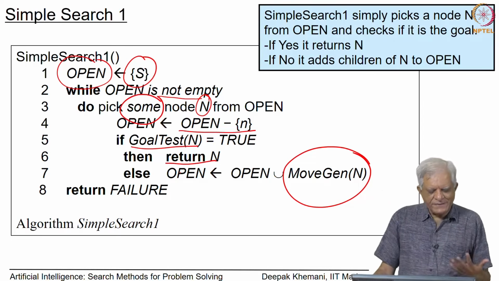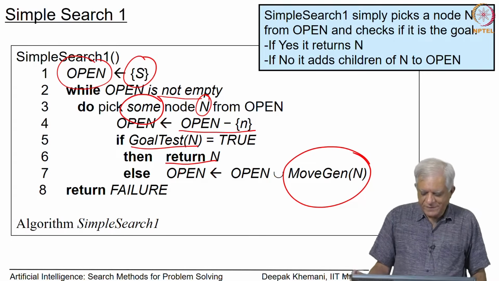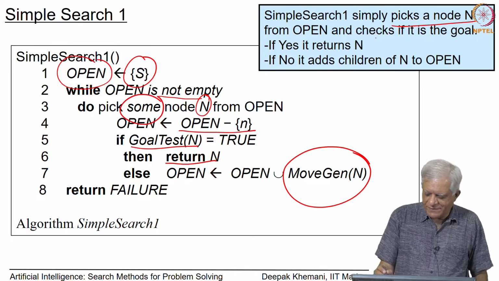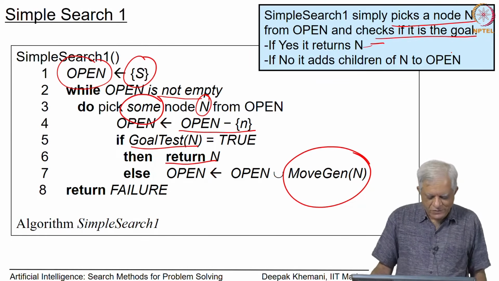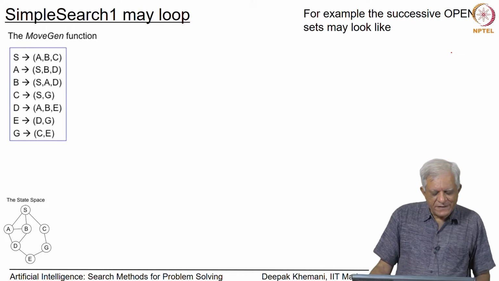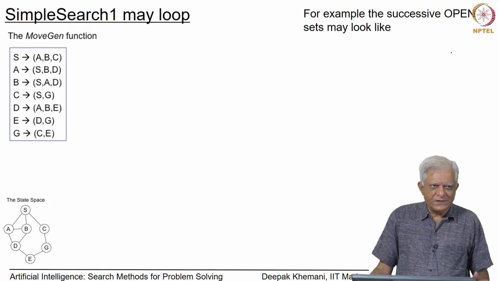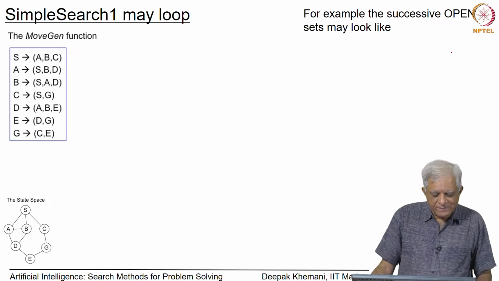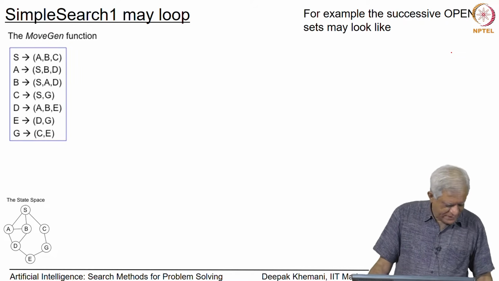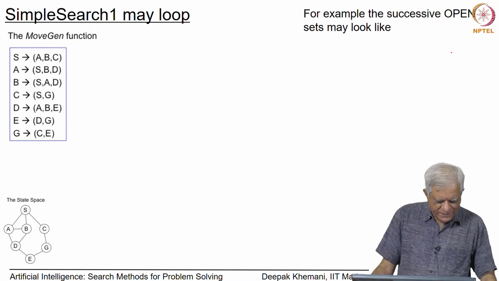So, as you can see, this basically illustrates the generate and test procedure. Pick some node n from open, check if it is goal, if yes return n, if no add more nodes to open. So, let us see how this may happen, and the problem with our very simple formulation is that this algorithm may end up going into a loop, and let us follow the algorithm as it searches.